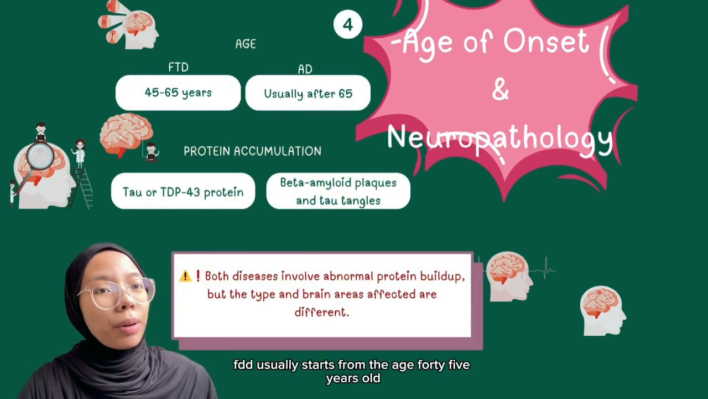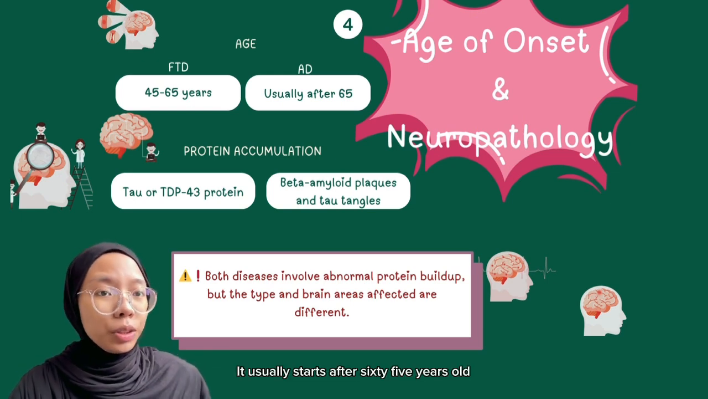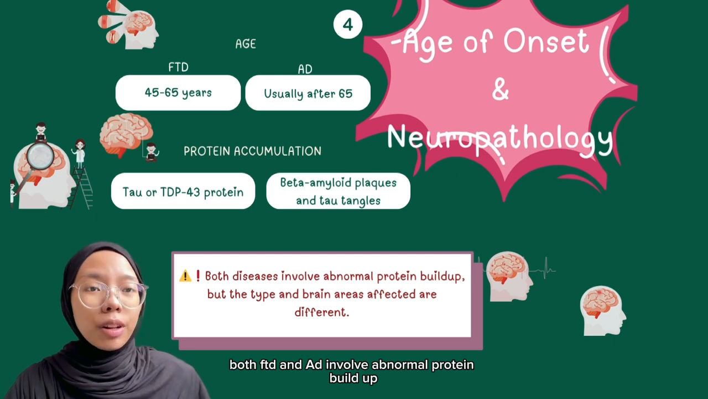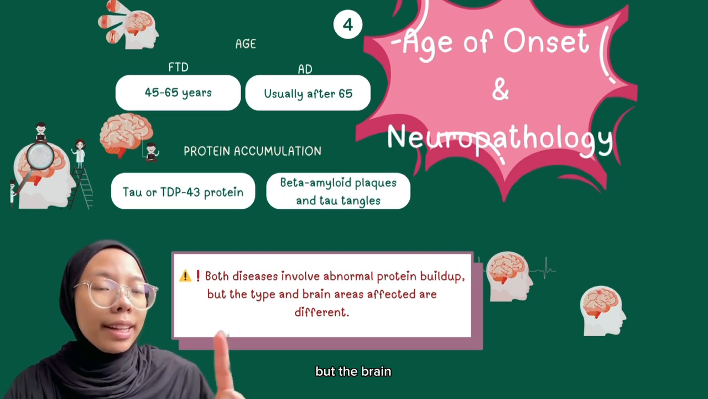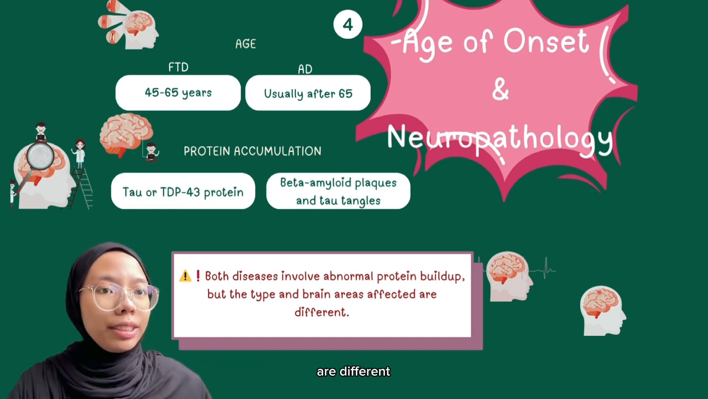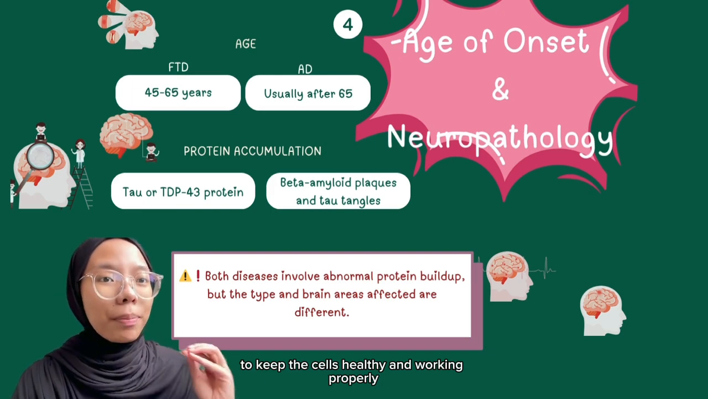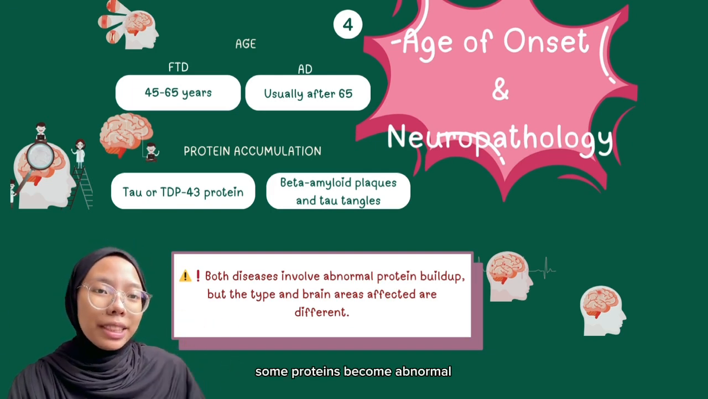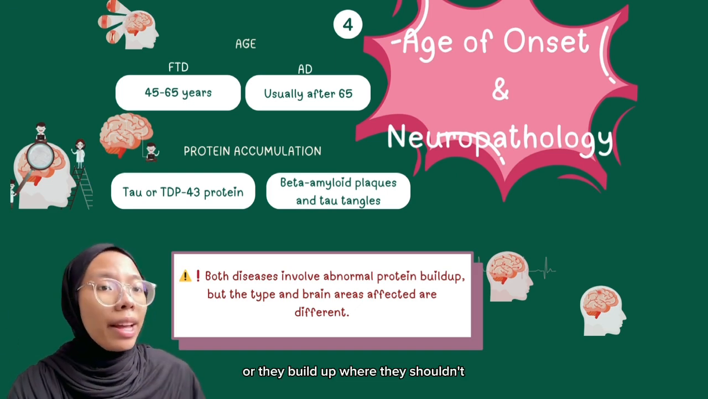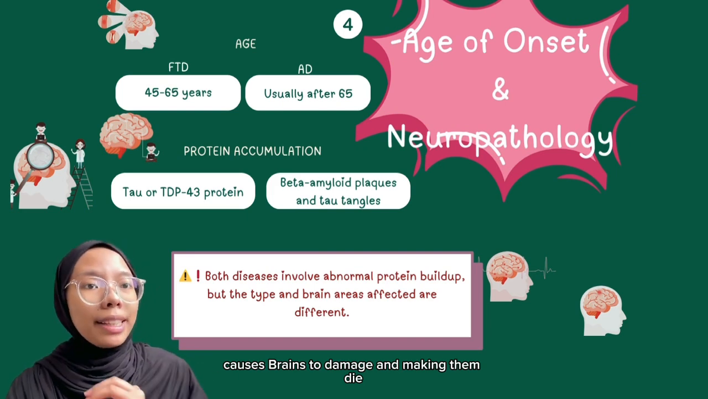FTD usually starts from 45 to 65 years old. Meanwhile, AD usually starts after 65 years old. Both FTD and AD involve abnormal protein buildup, but the type and also the brain areas that are affected are different. Our neurons make different types of protein to keep the cells healthy and working properly. But in dementia, some proteins become abnormal because they either clump together or build up where they shouldn't. These two events cause the brain to be damaged and the neurons to die.